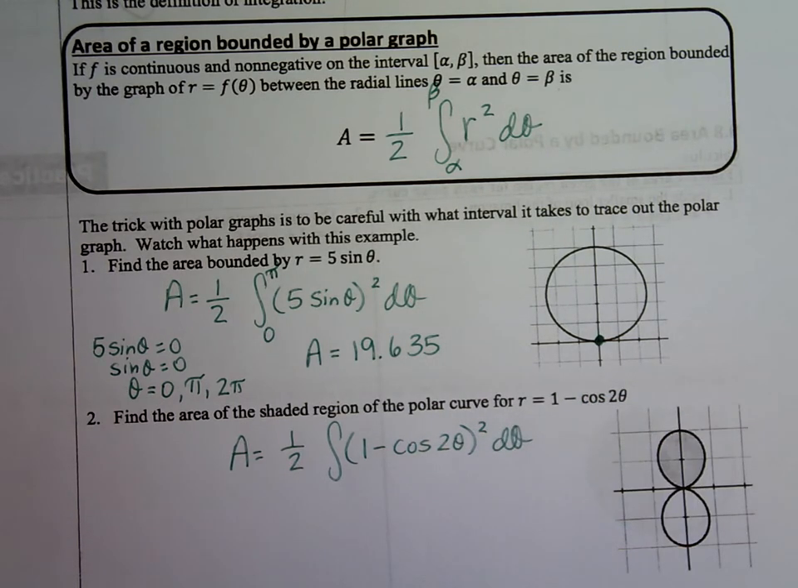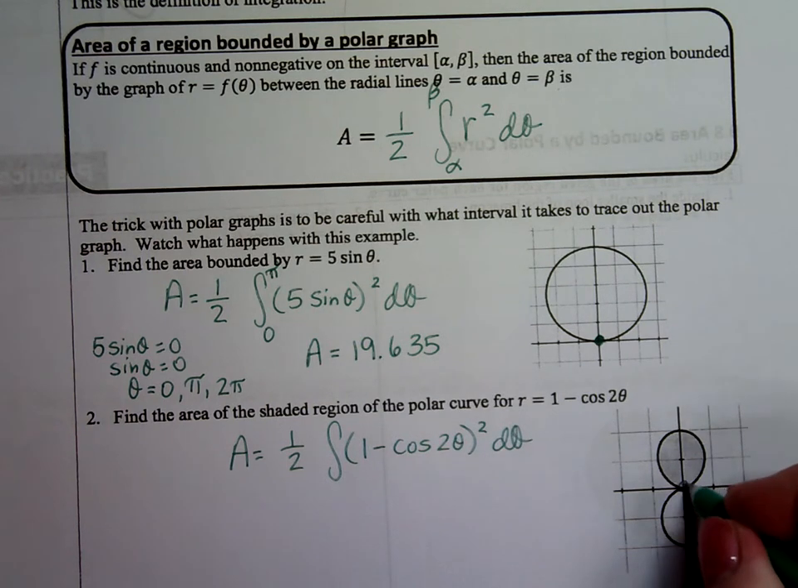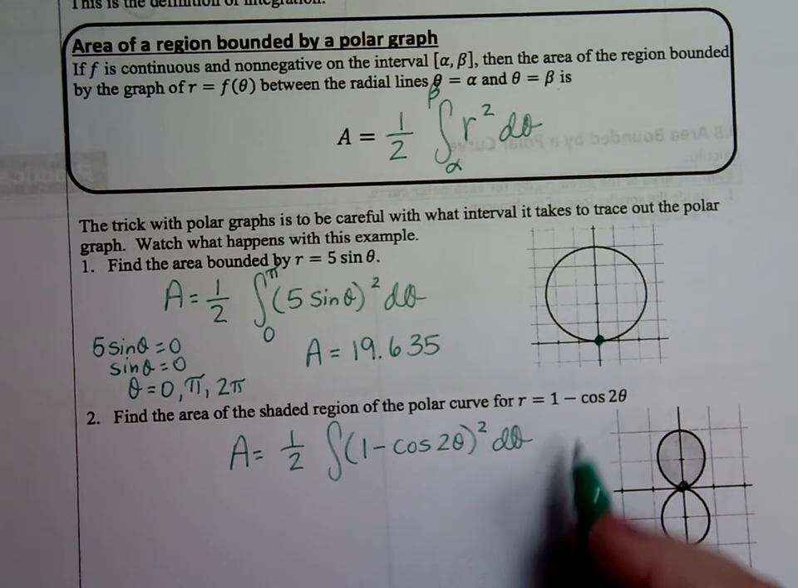So again, it all comes down to what are the bounds. So here I am again. It's at 0. I want to know where r equals 0.